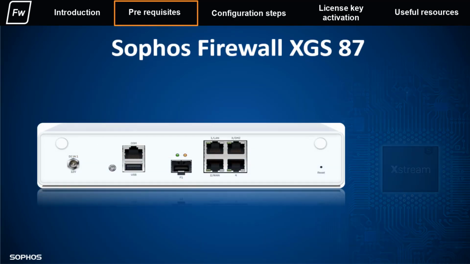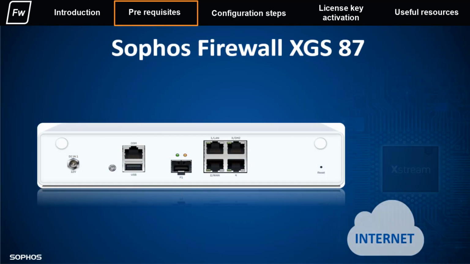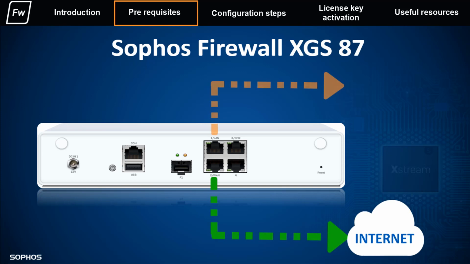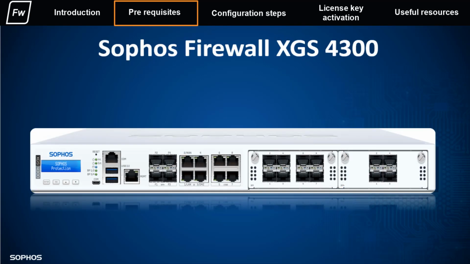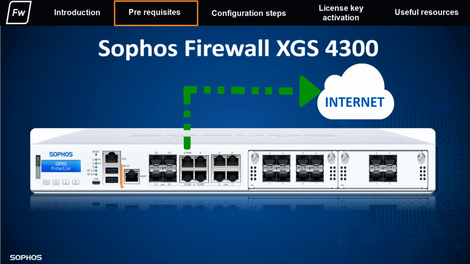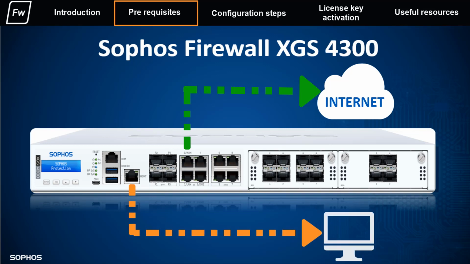Once you have unboxed the Sophos Firewall, make sure that the device has internet connectivity on its WAN interface, port 2, and connect your machine to the LAN interface, port 1. It will automatically assign an IP address to your machine in the 172.16.16 subnet range. In some of the higher-end models, you will see a dedicated management port available, so we recommend you use this management port by connecting your machine to that port for this basic setup.